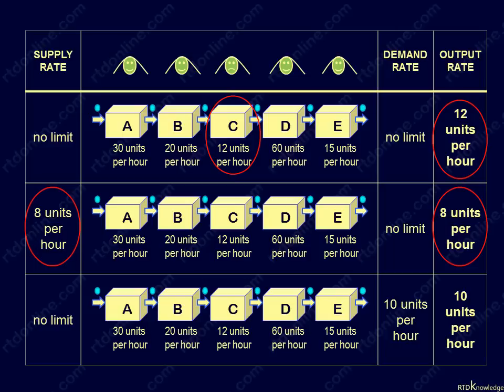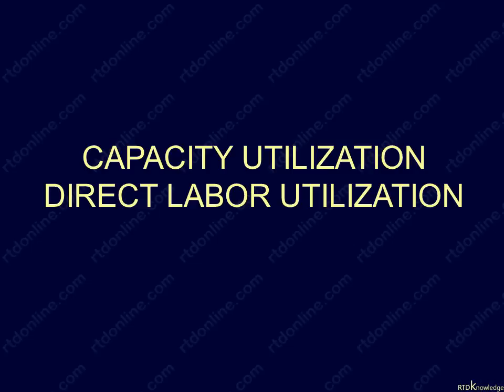In case demand is limited, but not supply, the bottleneck and output rate shift to the take-up rate of the market demand. Let's now learn how to measure the productivity and efficiency of processes with the concept of capacity and direct labor utilization. Improving or increasing utilization is a key to cost reduction since you try to maximize the use of resources, especially labor.